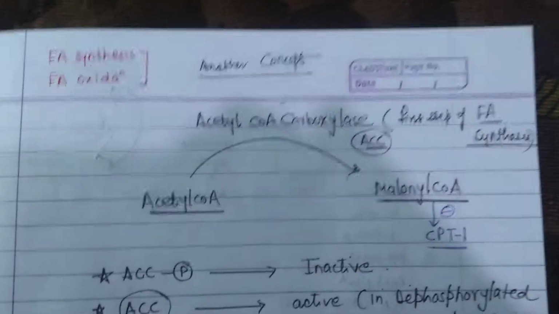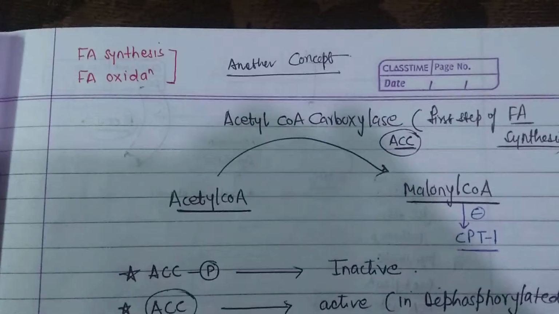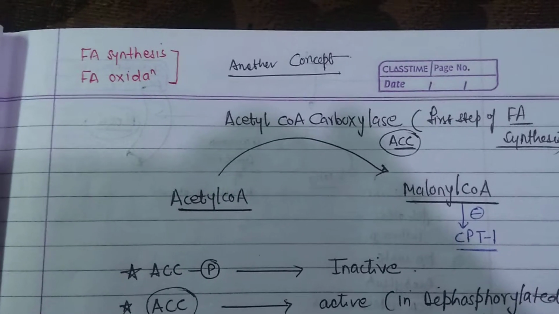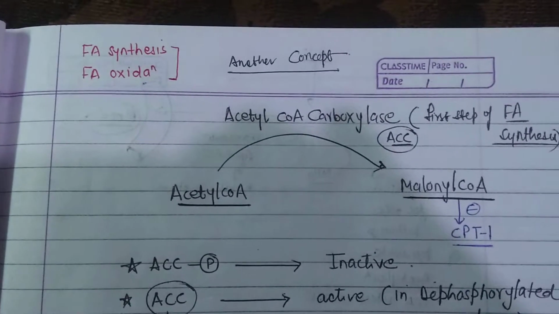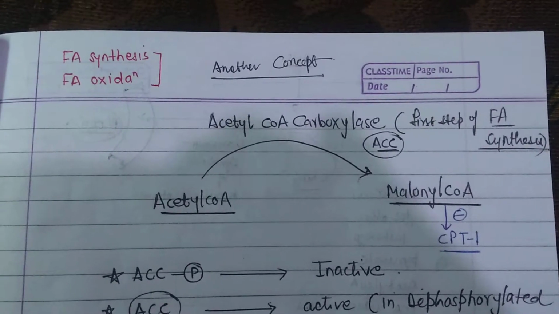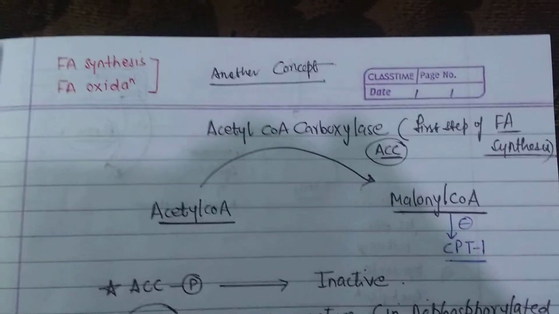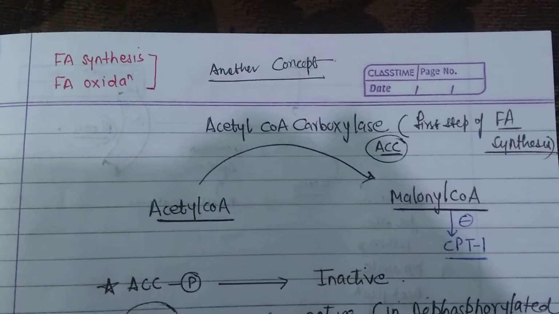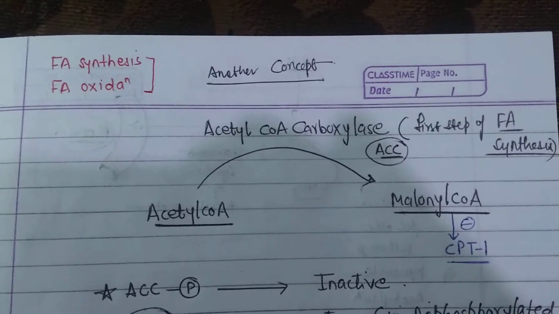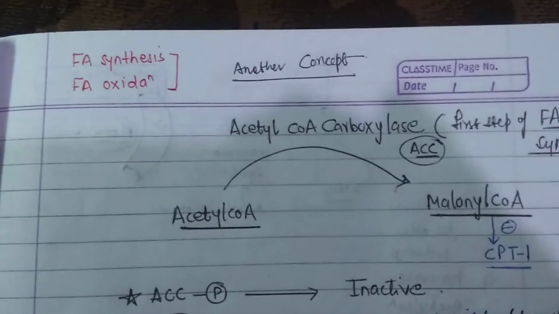Now, when the person is in fasting state, the acetyl CoA carboxylase enzyme would be inactive because glucagon will cause its phosphorylation. After phosphorylation, when it becomes inactive, acetyl CoA carboxylase will not be active, and malonyl CoA levels will be down. CPT1 will become active because the brakes on it will be released, and the predominant pathway which will be active in the fasting phase is fatty acid oxidation.